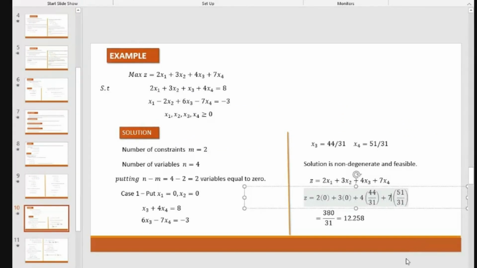Check the answer once. Mine is wrong. 533 by 31. Okay, because I took it as 4, no? 533. Okay.